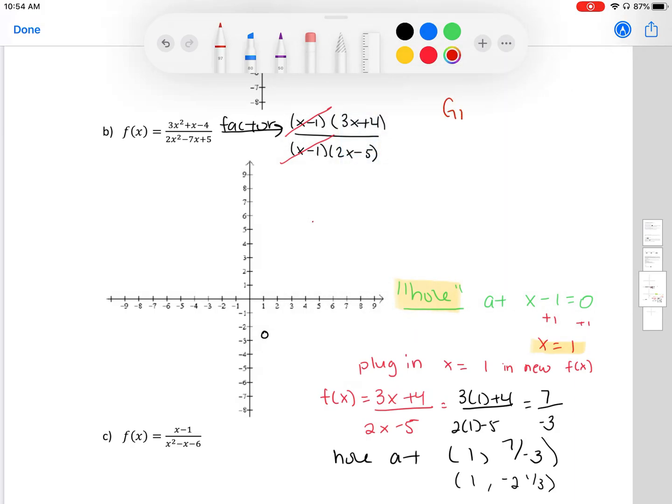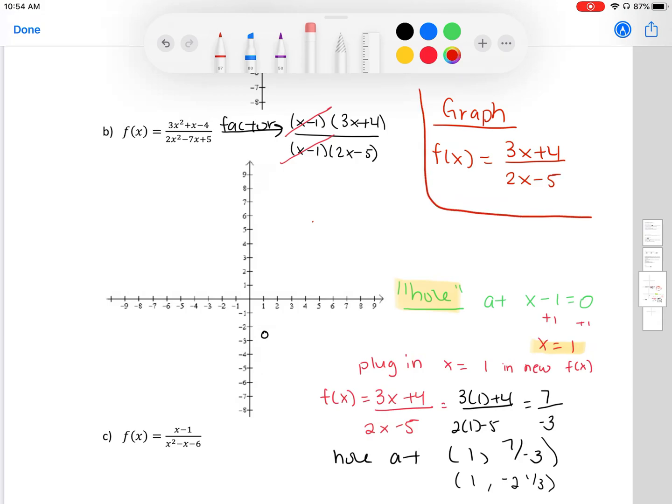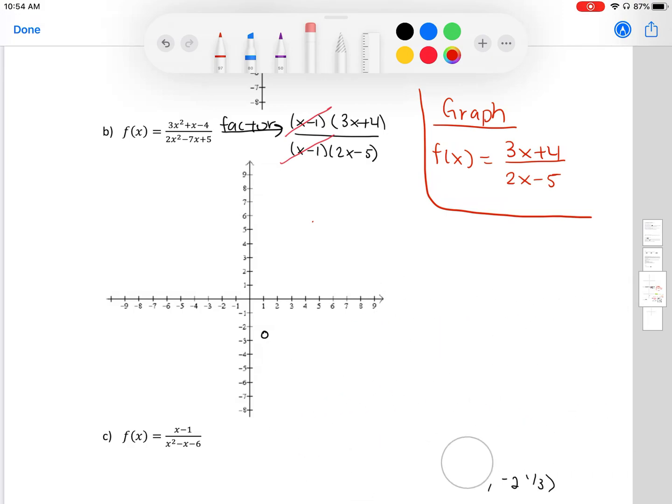Now, what we're going to do is graph our new function. Once you set that up, you want to forget about it and graph your new reduced function, which is f of x is equal to 3x plus 4 divided by 2x minus 5. Once you set that up, disregard it and graph that. So I'm going to erase that. You want to graph this function here.